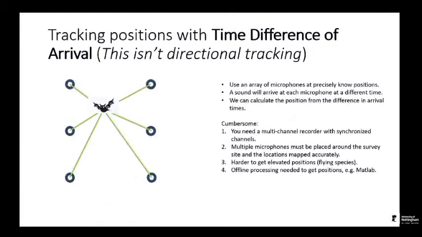So, first off, what do I mean by directional acoustic monitoring? To start with, I'm just going to tell you what it isn't. It should put it into context, because most of you are probably aware of this method and might have used it. You use an array of microphones spaced around the site, and if there's a sound near the microphones, there's a different distance to each microphone, so they all arrive at different times. You do a little bit of a calculation and you can tell where the position of, for example, the bat was.